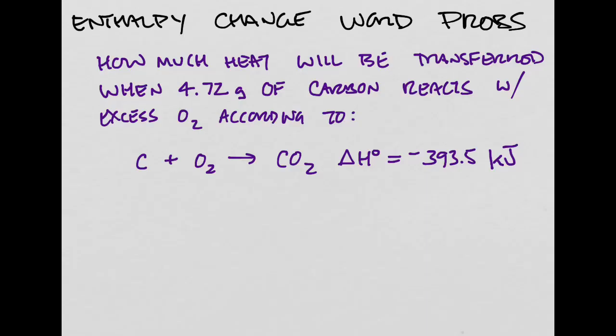Okay, so let's take a look at this problem. It's a little bit different than what you just saw with the calorimetry problem, but in many ways it is the same too. So I ask here, how much heat will be transferred, which means either it's going to be released or it's going to be taken in, when 4.72 grams of carbon reacts with excess oxygen according to the following equation. Now the part of it that you're probably confused by is, what the heck is this all about?